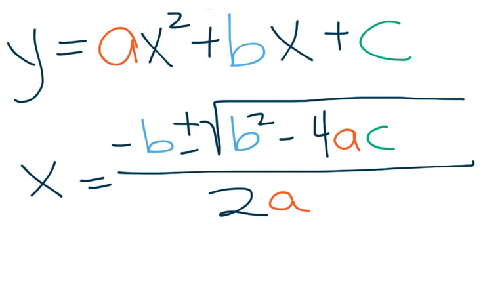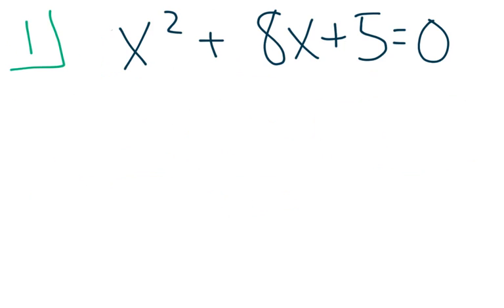And so in this case, the a's, b's and c's all refer to the numbers in front of the x's. So if the number is in front of the x squared, that is automatically a. If it is in front of the x, then it's b. And if it's the number that's all by itself, not attached to an x, then it's c. So let's give it a shot.